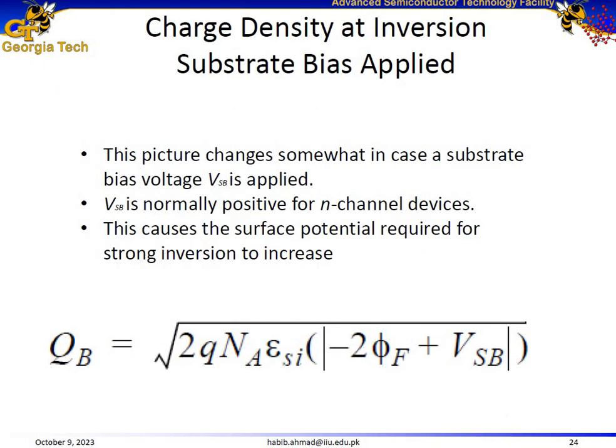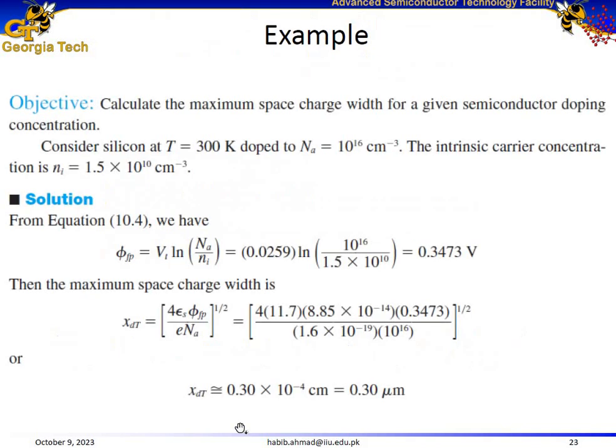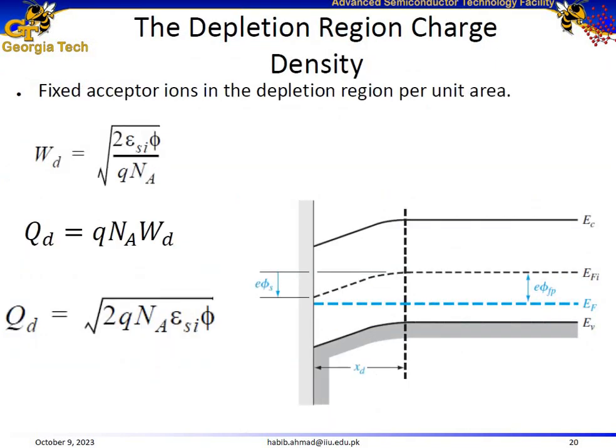So now we are trying to lead towards the calculation of the threshold voltage. For that purpose, we also need the depletion region charge density. We already have an expression for the depletion region charge density. Qd is equal to the square root of 2 q N A epsilon Si times phi s.